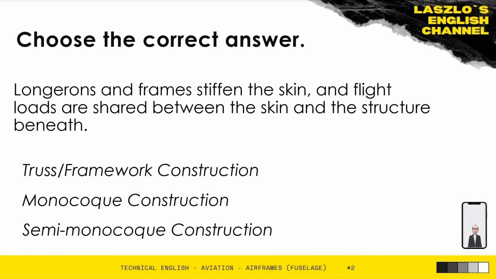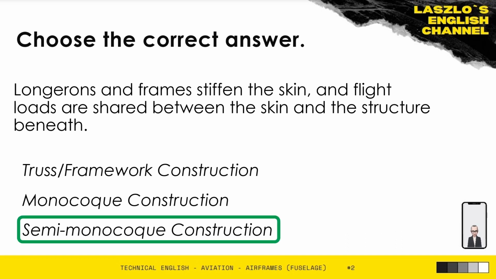Longerons and frames stiffen the skin and flight loads are shared between the skin and the structure beneath. Is it truss, monocoque or semi-monocoque? And I'm sure you've all chosen the semi-monocoque construction right here, as there are skin and structure working together to absorb all the different forces. So excellent, that was the correct answer.